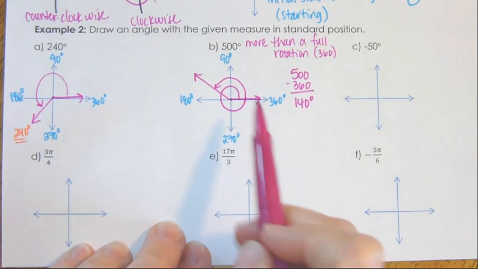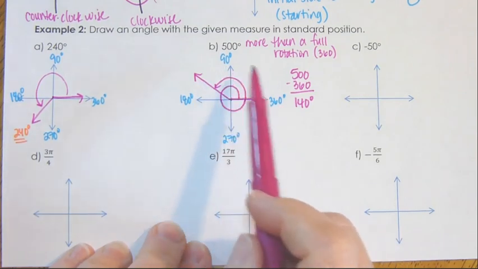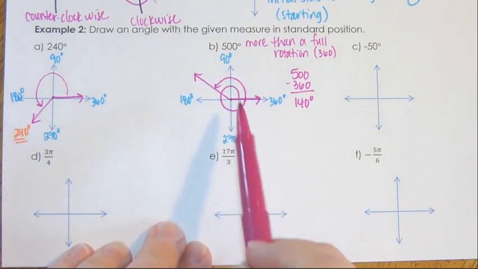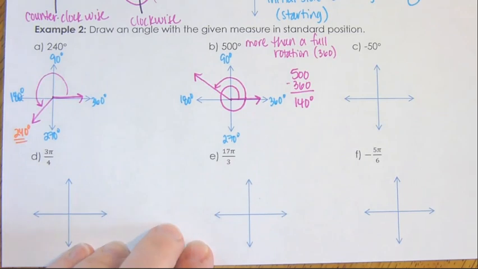All right, so do you see how it looks like a spiral? Anytime you have an angle that's more than a full rotation, more than a full circle, you're going to start to see spirals. All right, notice that this next one here is negative.